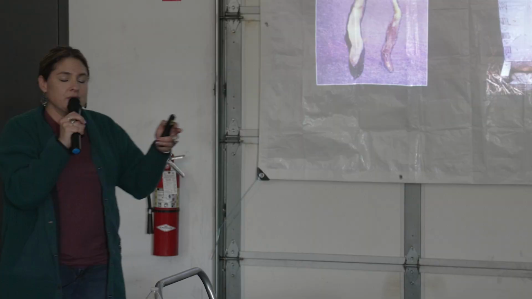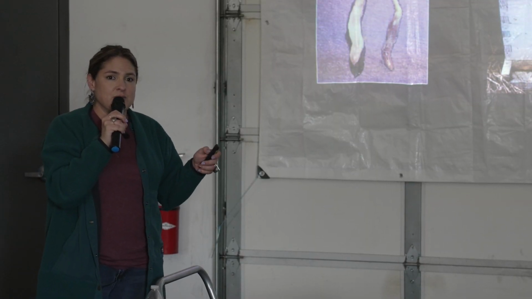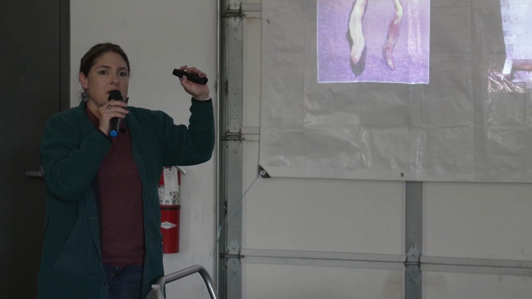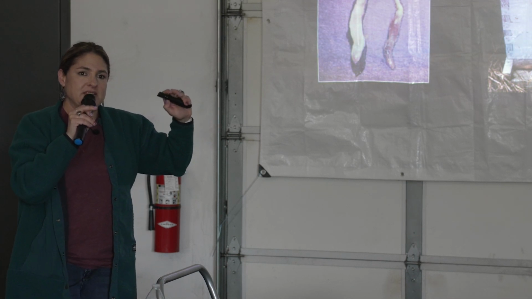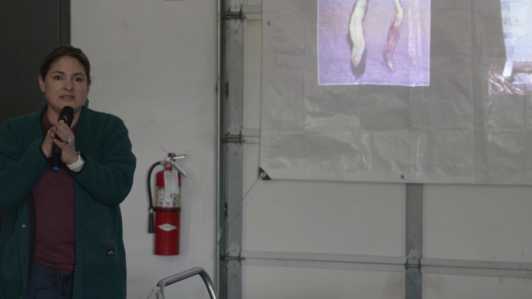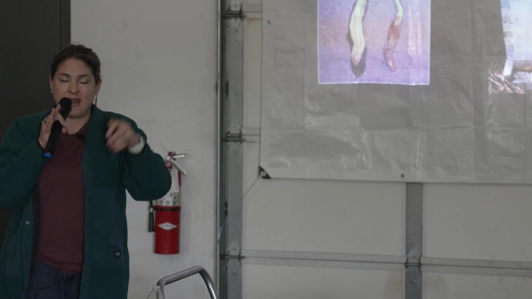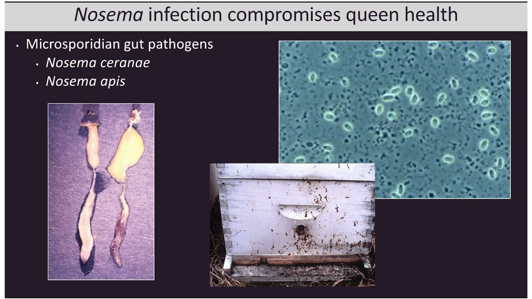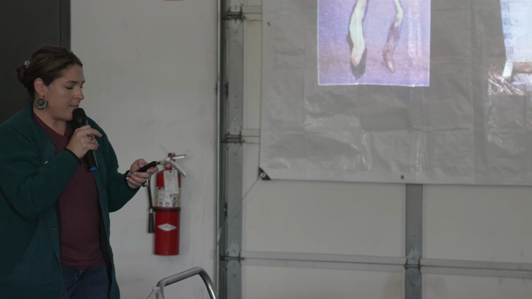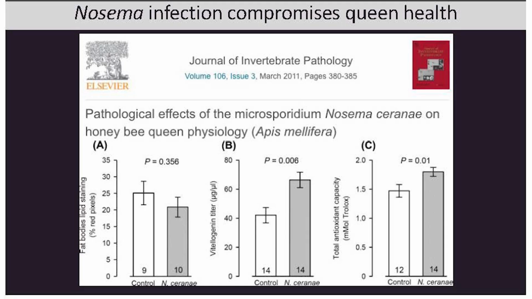caused by two species: Nosema apis, which was the original pathogen of Apis mellifera, and now Nosema ceranae, which is the original pathogen of Apis cerana, the eastern honeybee, also known as the Asian honeybee. In areas of the world where Apis mellifera and Apis cerana coexist, we have these issues of parasites and pathogens swapping hosts, very similar to what happened with the varroa mite.